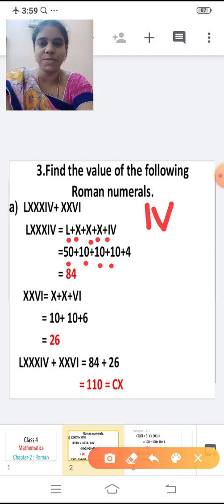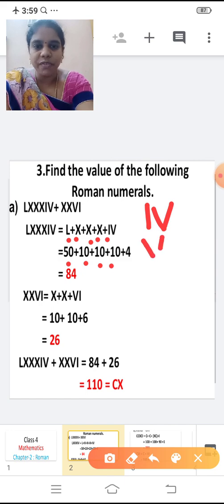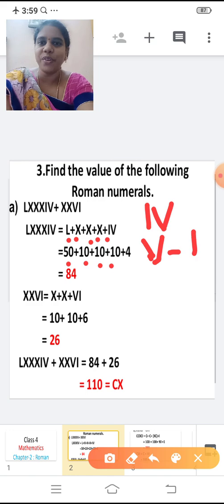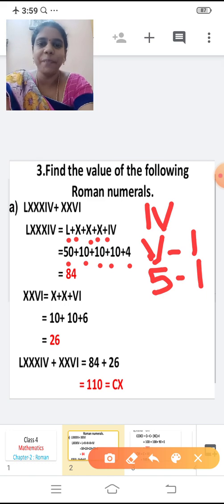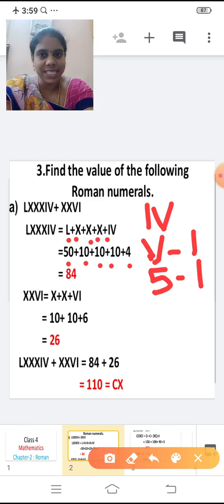The smaller one is placed before the larger one. What you have to do? Subtract the smaller one from the bigger one. Which is the bigger one? V, right? So V minus I. 5 minus 1 is 4. So write that there: 50 plus 10 plus 10 plus 10 plus 4.